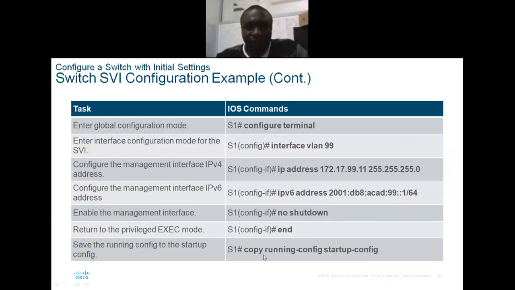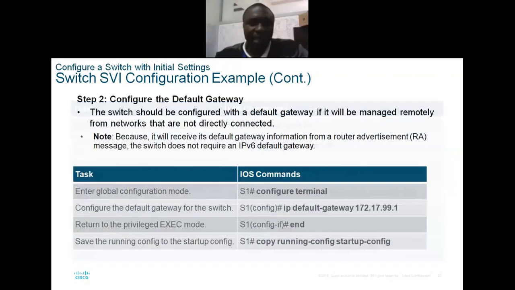After that, you save your configuration: copy running-config startup-config. What does it mean? Copy the content that is currently running in the RAM and save it in the file that is saved in the NVRAM. That's the startup config. This is so that whenever you reboot your device, you can gain access to it. So when we come to do our lab, we'll practicalize this.